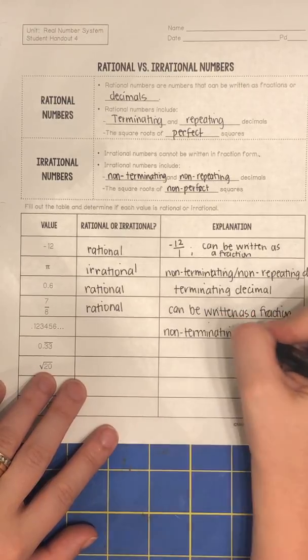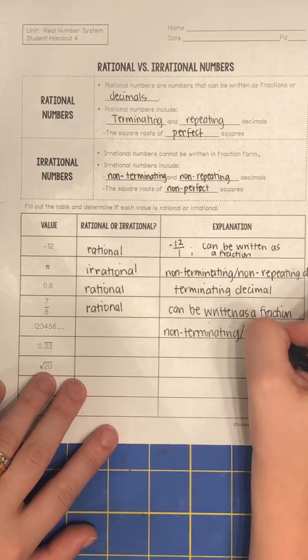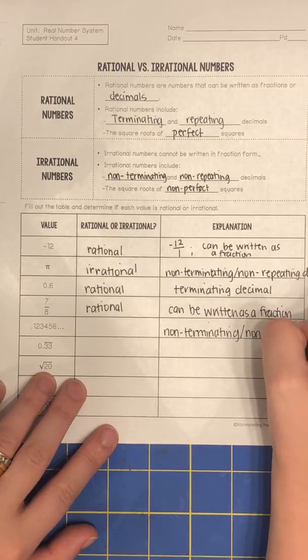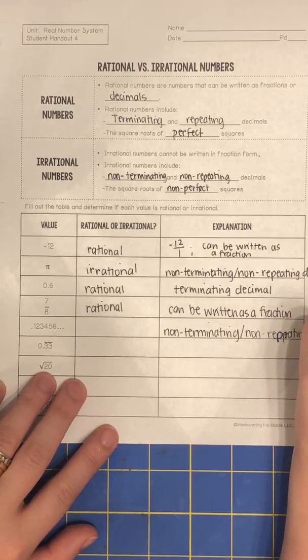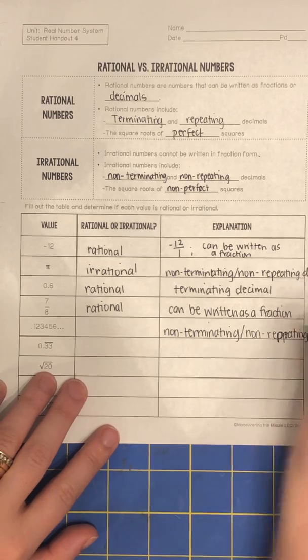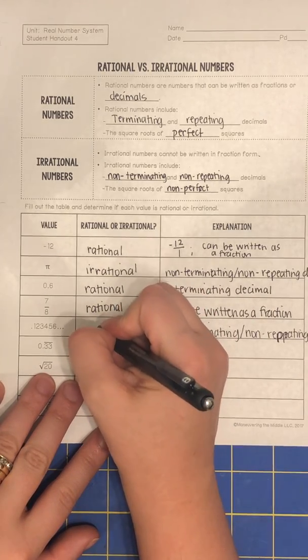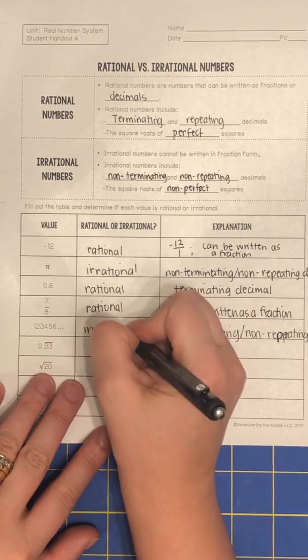So it's a non-terminating, non-repeating decimal. So therefore we would qualify it as irrational.